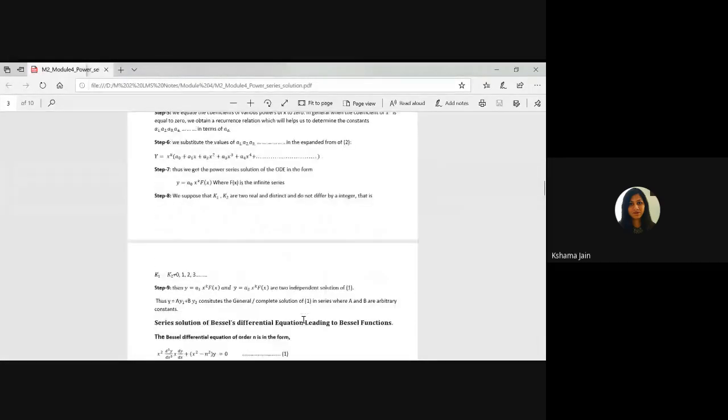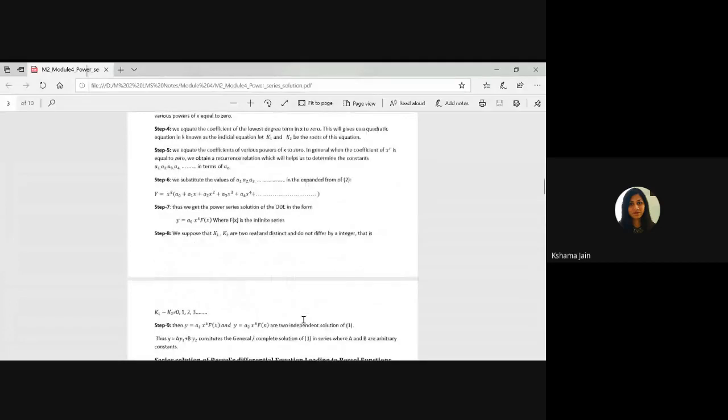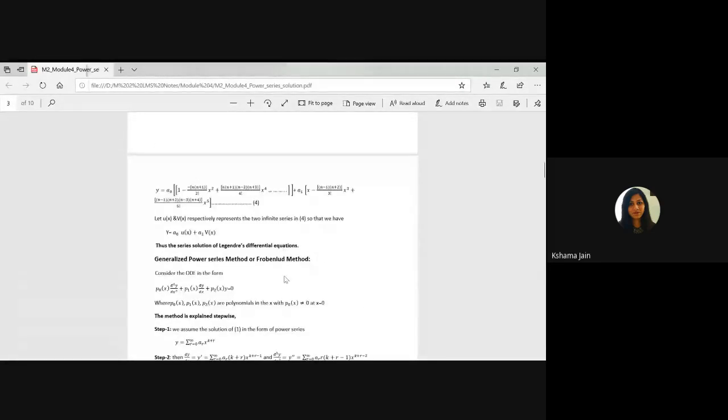I am skipping one topic. I will take it later. This is nothing, just another method, the Frobenius method. I will take it, but after Bessel's differential equation first, because Bessel's is the same as Legendre's, so you will understand it easily in the same sequence, in the same rhythm. That's why I am taking this first, and after that I will take this topic.